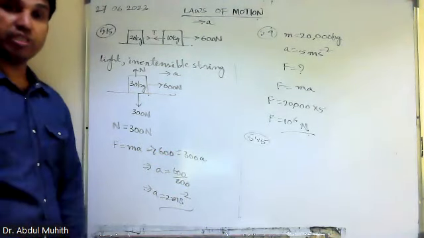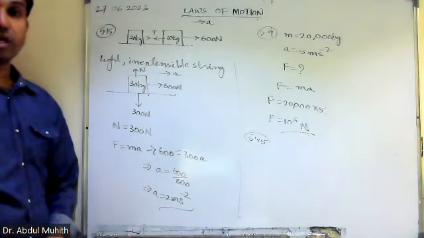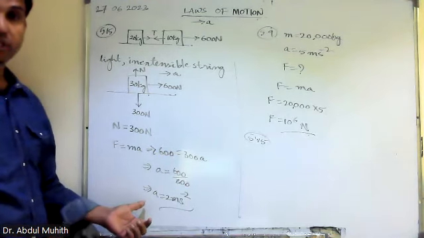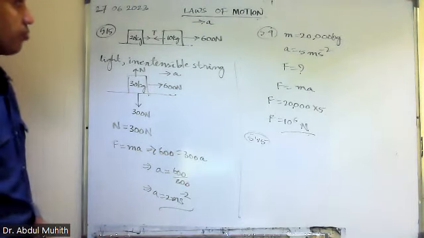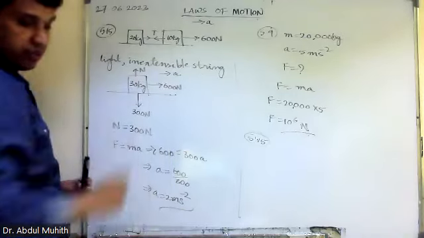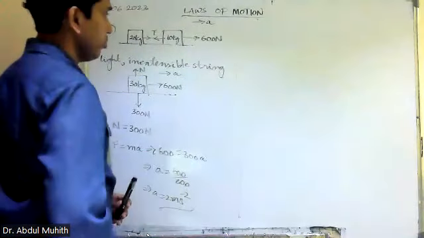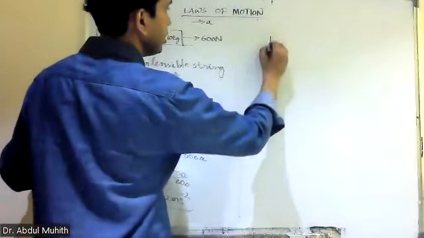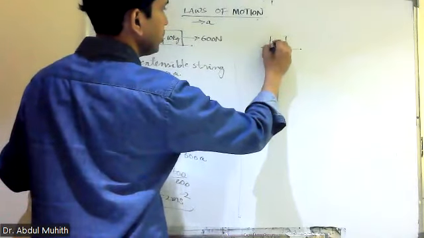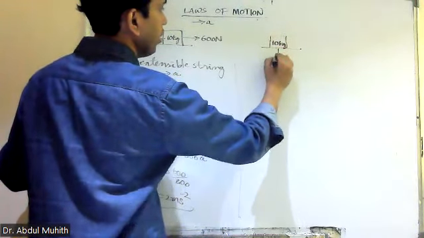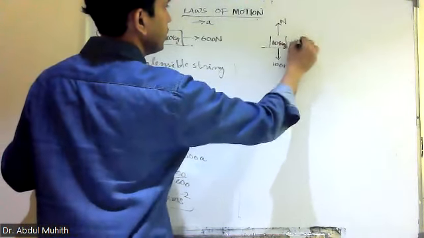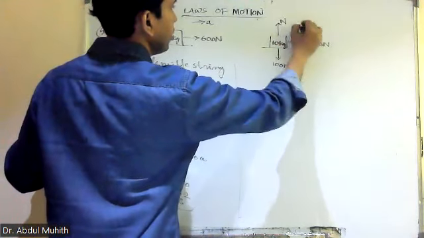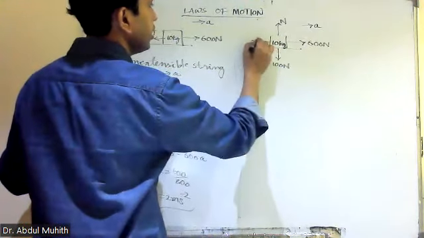In these types of questions, they ask what is the acceleration and what is the tension. So we calculated the acceleration. Now we will calculate the tension. How will we calculate it? We will take one body at a time. Take the 10 kg mass: 100 Newton is acting downwards, normal reaction is acting upwards, 600 Newton is forward, acceleration is a, and this is the tension T.